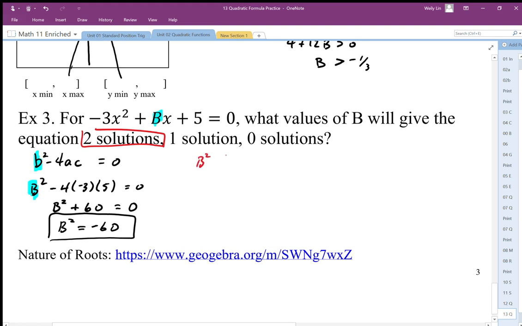b squared plus 60 is greater than 0. Well, b squared plus 60 is always bigger than 0, so b is all real numbers. Any number I plug in for b is always going to be bigger than 0. So for all real numbers of b, this will have two solutions, and it's not possible to have 0 solutions or 1 solution in this case. And we can show this on our graphing tools.